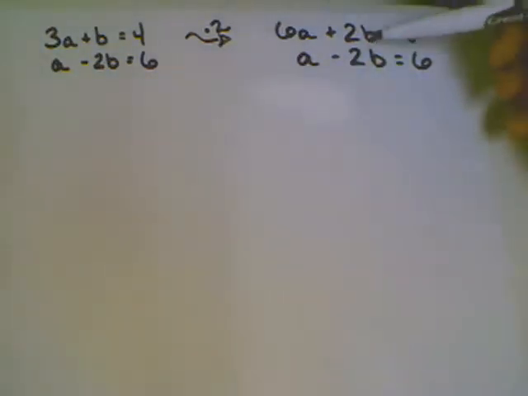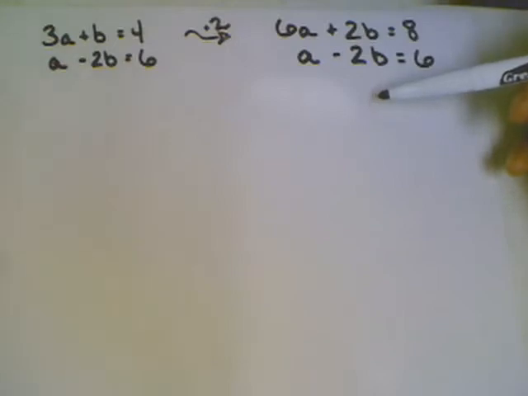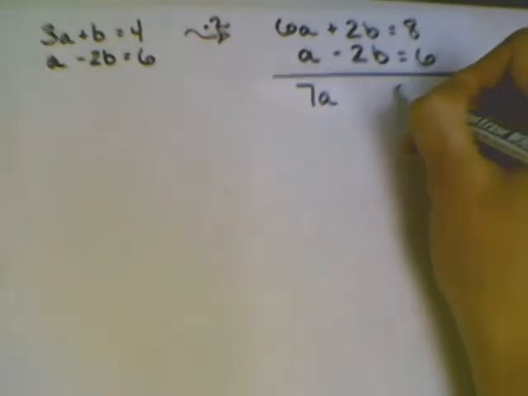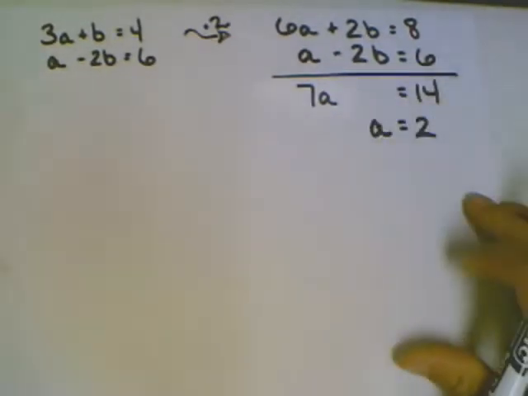Now look what happened. Now my addition method is going to work because I have a positive 2b and a negative 2b. When I add these together, I will have 0 b's. 7a equals 14, so a must equal 2.